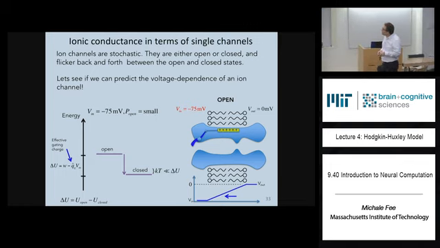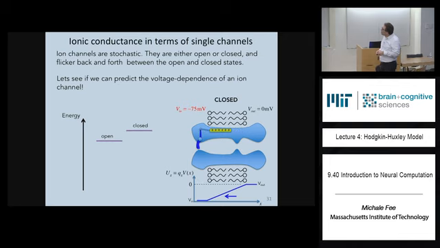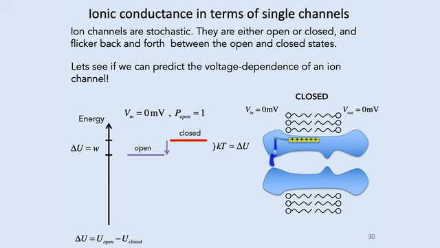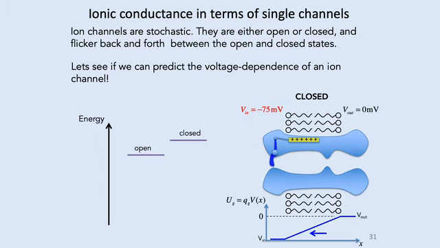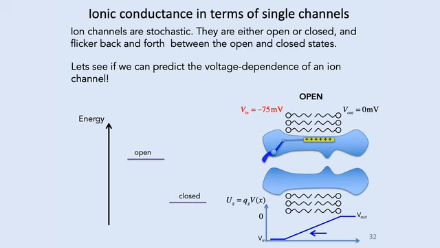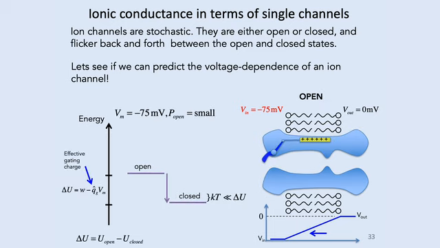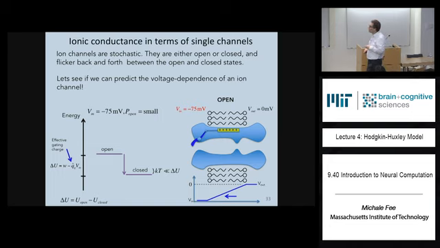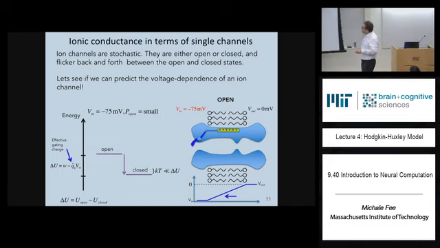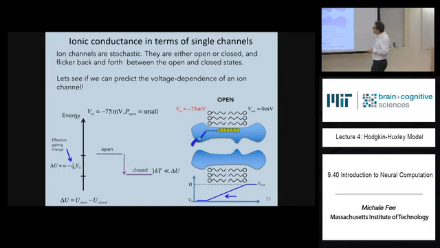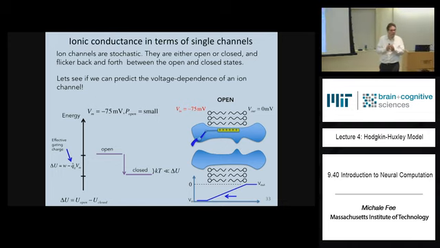So now let's take an open state that has an energy difference of a little amount, W. The open state is lower than closed by an amount W. When the voltage inside the cell is low, we've decreased the energy of the closed state by this amount, gating charge times membrane potential. And now we have the energy difference between the open state and closed state as a function of voltage.